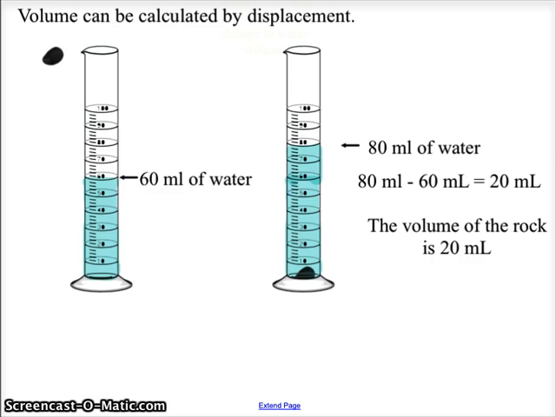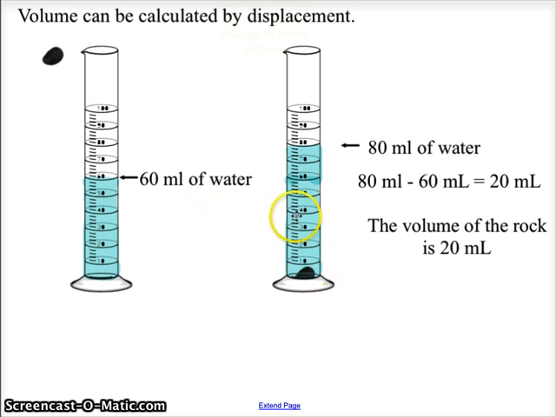Sometimes, however, we get objects that don't have regular measurements that are easy to measure with a ruler or other device. So we can also calculate volume using a method called displacement. Here we have this irregularly shaped pebble and a graduated cylinder. In the graduated cylinder, we currently have 60 milliliters of water. When we place the pebble into the water, we notice that the water level rises up to 80, which means the volume of this rock is 20 milliliters.